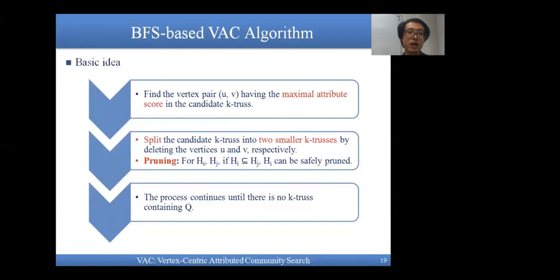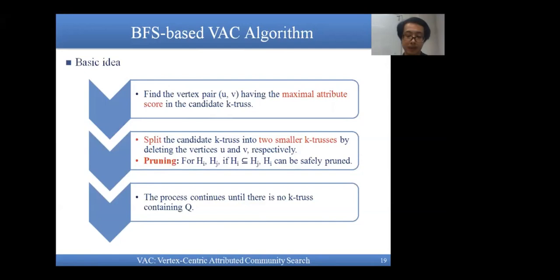The basic idea is as follows. It first finds the vertex pair that has the maximum attribute score, and then the algorithm splits the candidate k-truss into two smaller k-trusses by deleting the vertices respectively. In this step, we propose a strategy to prune the k-truss, in particular for trusses HI and HG. If HI is a subgraph of HG, HI can be simply pruned. The algorithm continues the split until there is no k-truss.